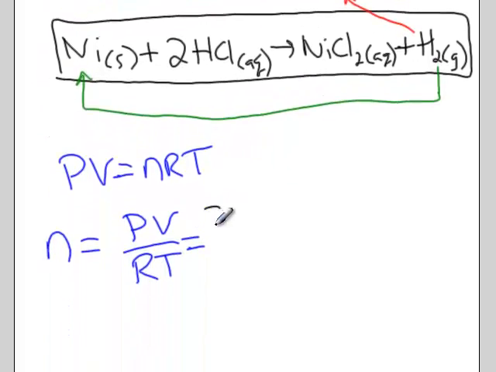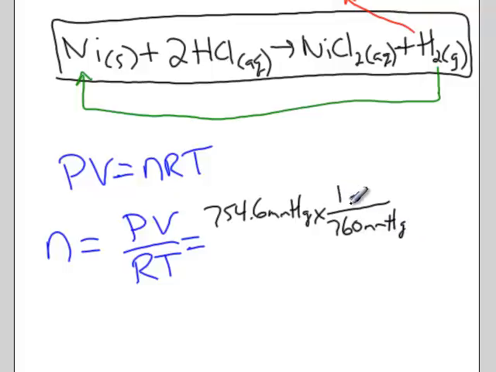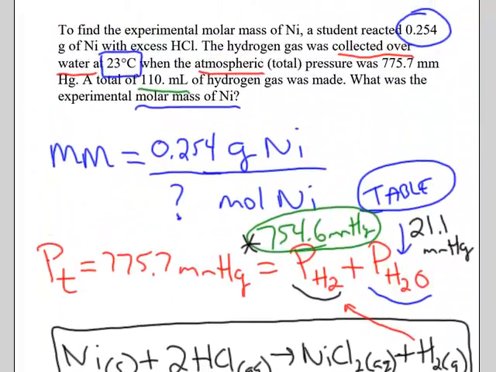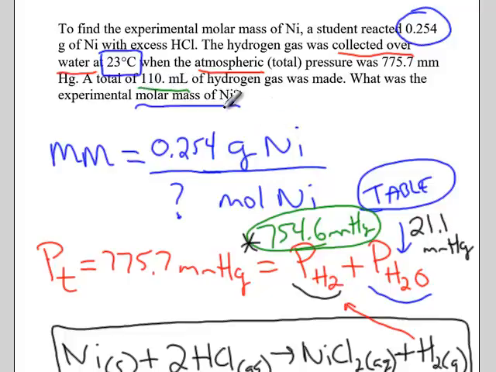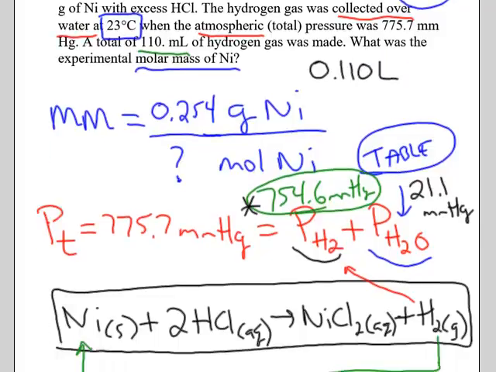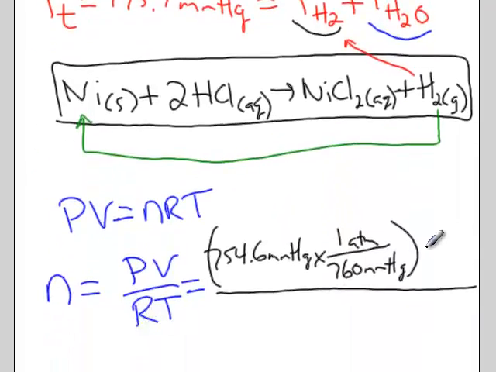754.6 millimeters of mercury. But we have to convert that from millimeters of mercury into atmospheres. We're going to multiply that by the volume, and the volume of gas was 110 milliliters, which is equivalent to 0.110 liters of gas. We need liters to cancel the liters in the gas constant.